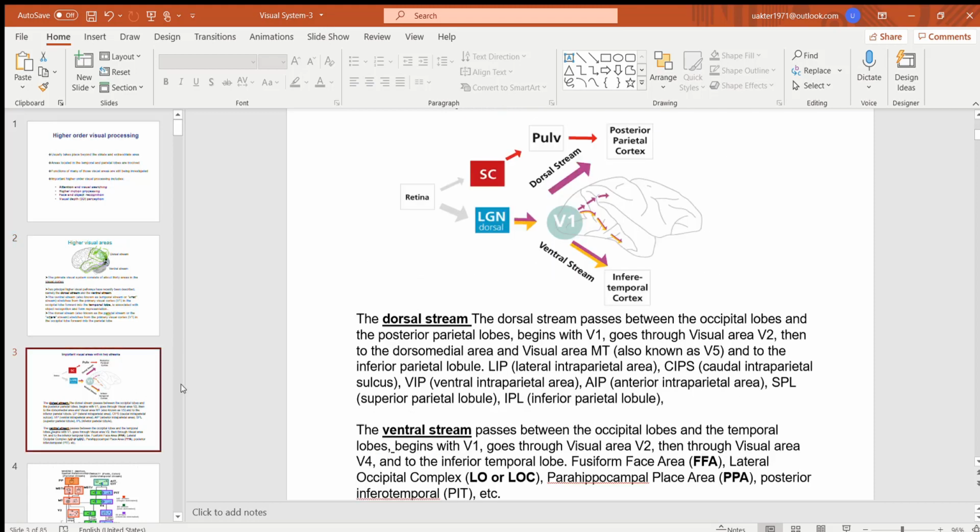And in this slide you can see different important visual areas in the dorsal and ventral streams. One thing to remember is that many of these dorsal stream areas are named after parietal, so you'll see P. That is one clue that these are areas in the dorsal stream.